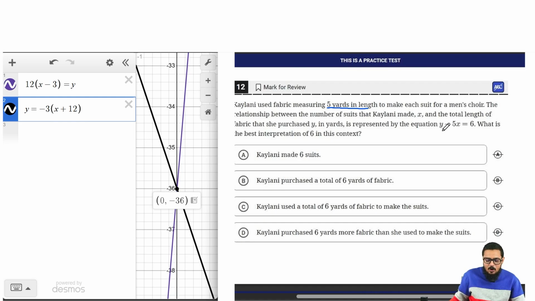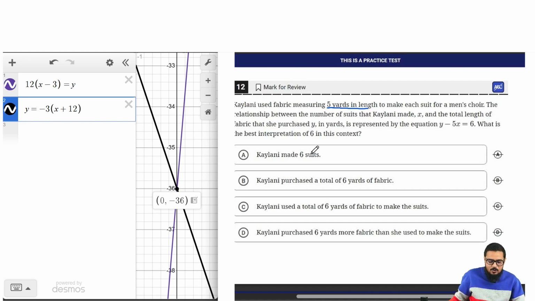So the difference of what two quantities? The amount that she purchased and the amount that she has used out of the amount that she has purchased. The difference of those two numbers is 6. So I can say that she is left with 6 yards. She is still left with 6 yards, because I think that's the best representation of 6, right?